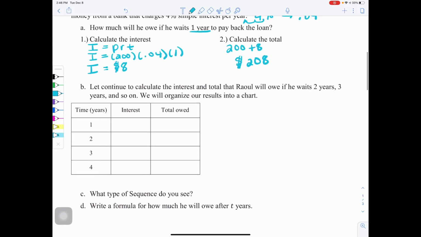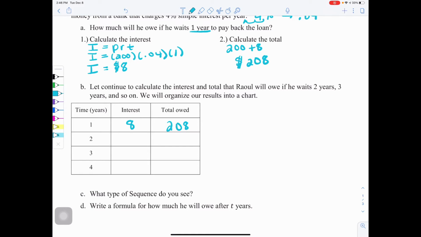In part B, let's continue to calculate the interest in total that Raul would owe if he waits 2 years, 3 years, and so on. We will organize our results into a chart. So we already did 1 year. Our interest was $8. And our total was $208.